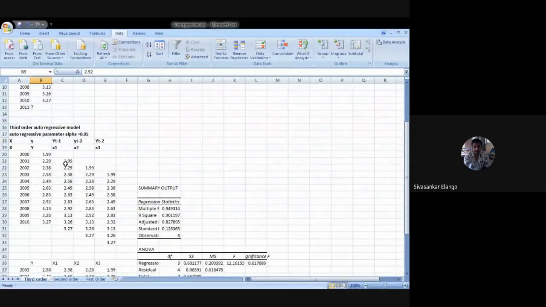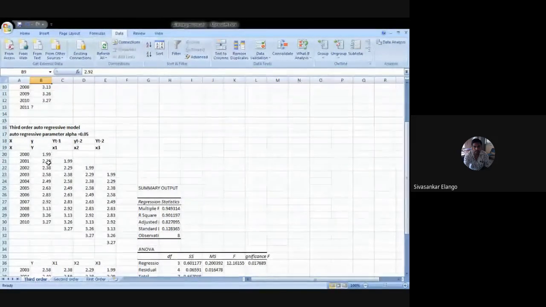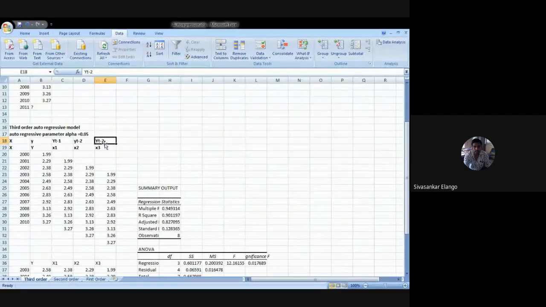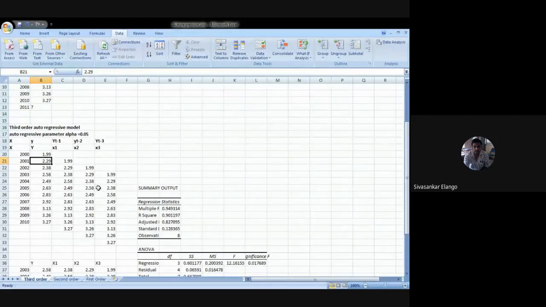I will give you some theoretical background about this model. You have year-wise sales of a product in million units. In the case of third order regression, we calculate based on the past 3 years' sales. So the Y value is going to be based on Yt minus 1, Yt minus 2 and Yt minus 3. I'm going to calculate the sales of the current year based on the past 3 years. It's third order autoregression.